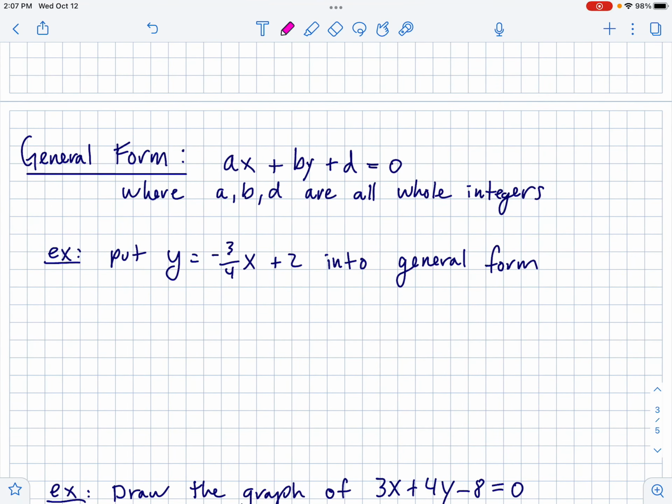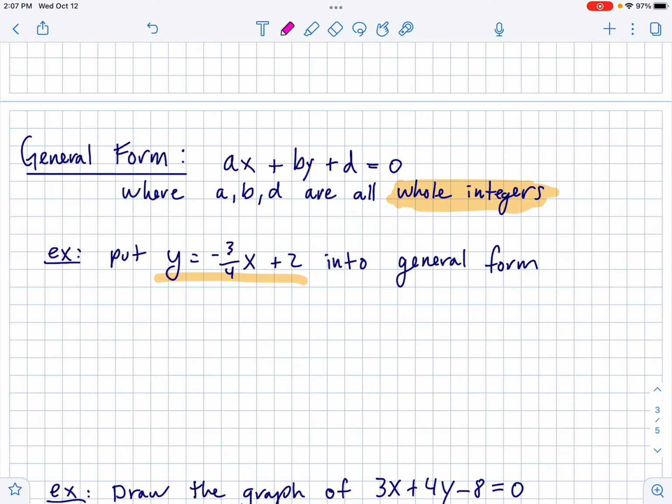All right, next problem. There's a third form of lines called general form, where you get ax plus by plus d is equal to 0, where a, b, and d are all whole integers. Whole integers means no decimals, no fractions. It's okay to have negatives, positives, obviously, but yeah, whole numbers. So first example, we're going to put this into general form.